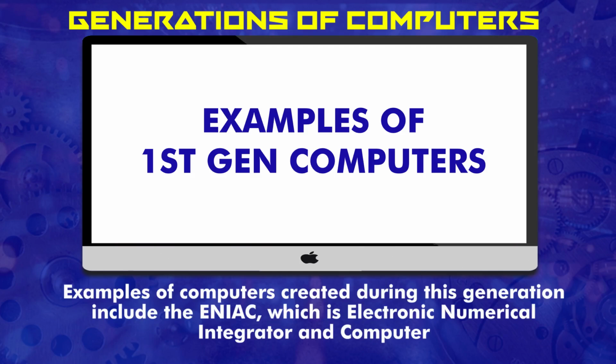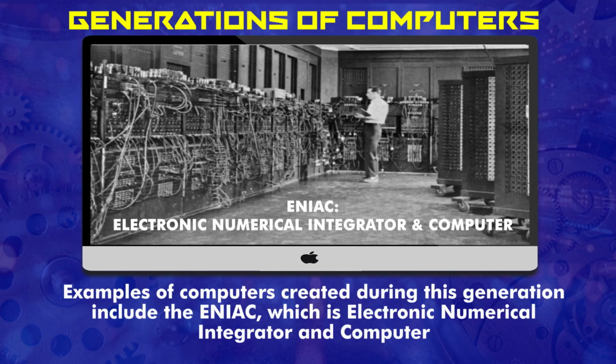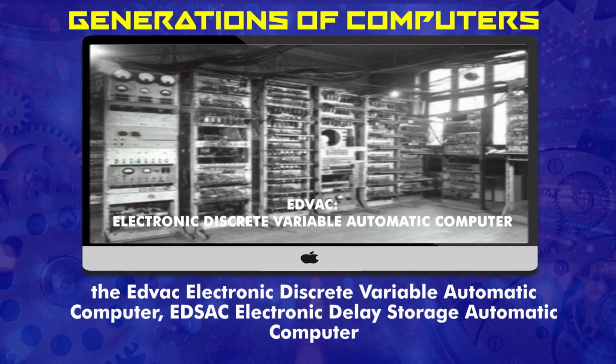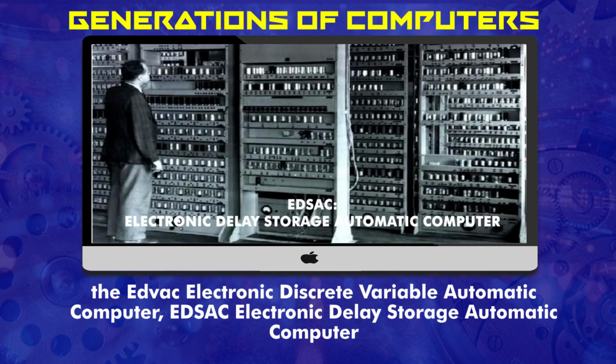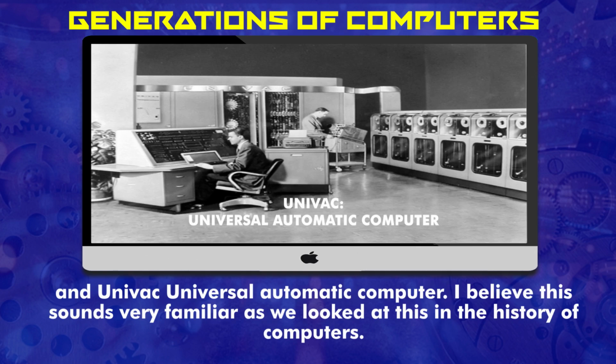Examples of computers created during this generation include the ENIAC, which is Electronic Numerical Integrator and Computer, the EDVAC, Electronic Discrete Variable Automatic Computer, EDSAC, Electronic Delay Storage Automatic Computer, and UNIVAC, Universal Automatic Computer. I believe this sounds very familiar as we looked at this in the history of computers.